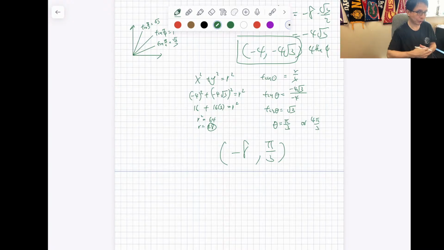Can I choose π/3 with 8? Do they represent the same thing? Because I can go π/3 and go 8 units along that ray, or I can go π/3 and go to the opposite ray. So are they the same?